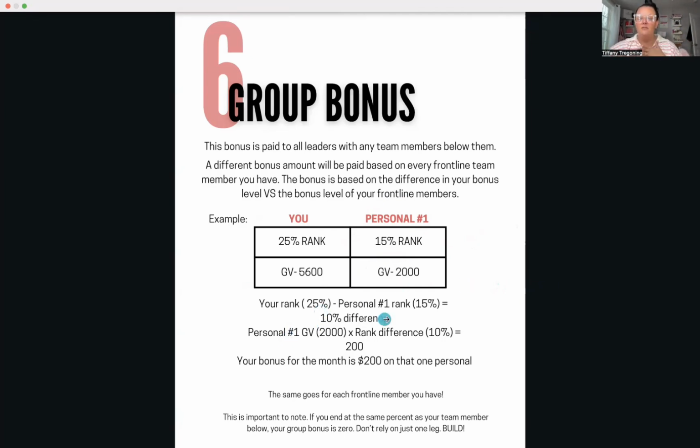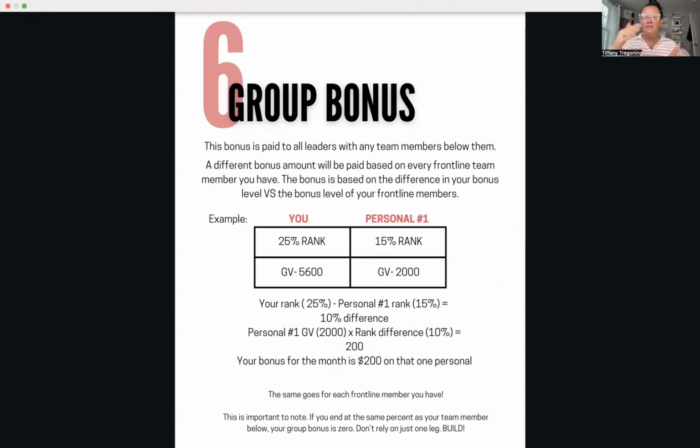This was my rank versus Ashley's rank, which was 15%. The difference is 10%. Okay, so then we're going to take Ashley's GV, personal number one, and multiply that by 10%, the difference in our ranks, and we're going to multiply that by her total GV of her team. So that's 2,000 times that 10%, meaning that's 200. Your bonus for the month is going to be $200 on that one personal leg.